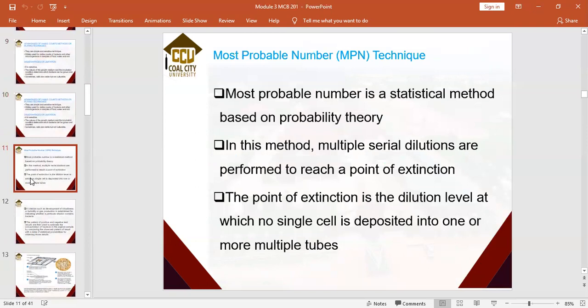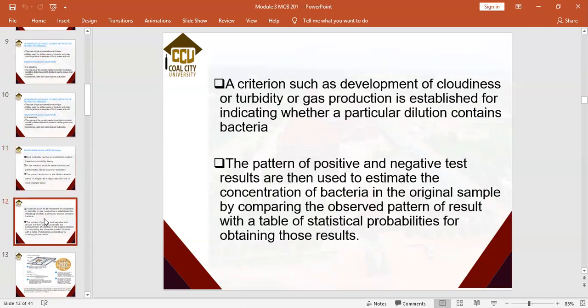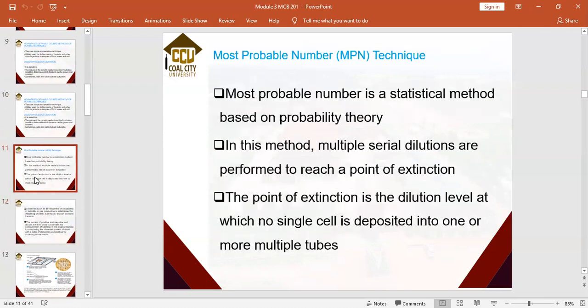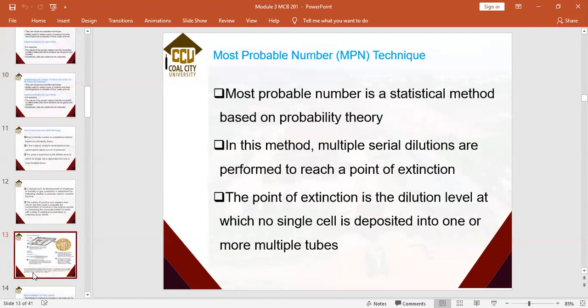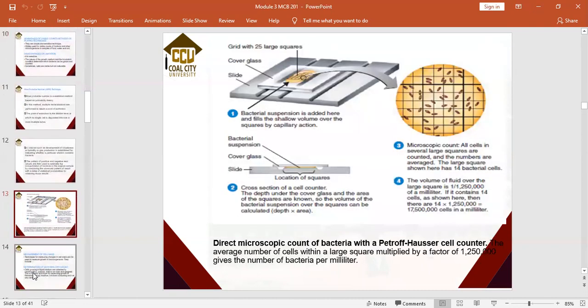The most probable number, we have heard of MPN techniques. The most probable number is a statistical method based on probability theory. In this method, multiple serial dilutions are performed to reach a point of extinction. You will do the multiple serial dilutions in the lab. This is what you use as the most probable count, and most of those who work on food in their research use this.